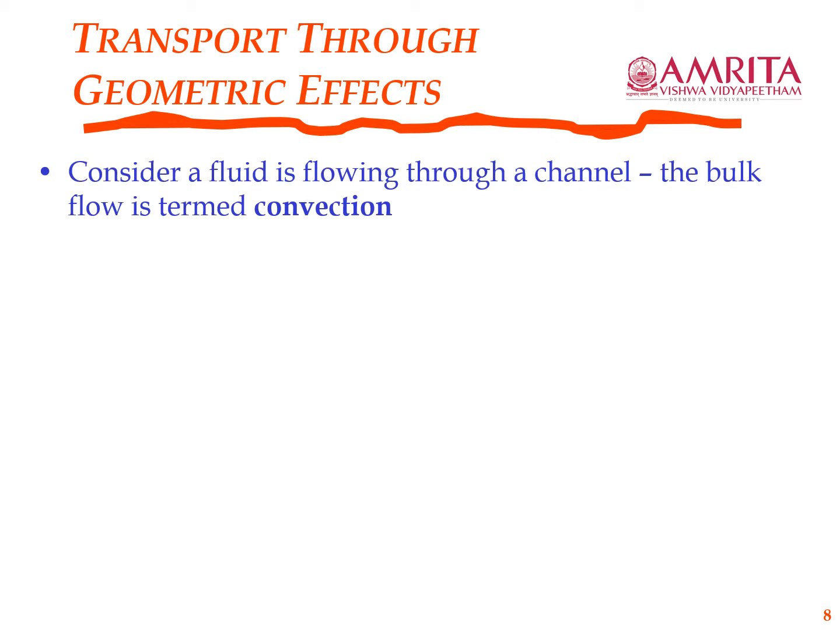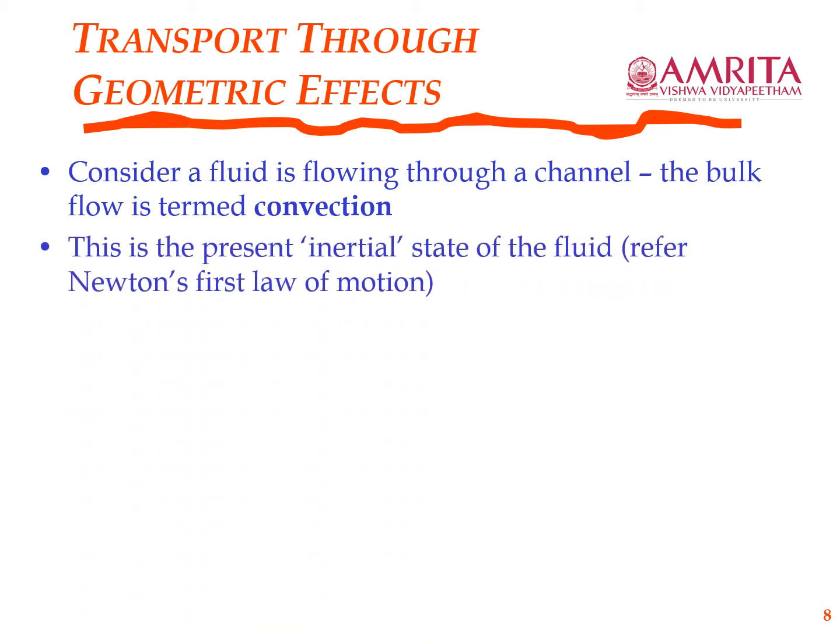Consider a fluid flowing through a channel, and this bulk flow is termed convection, right? This is the present inertial state of the fluid. You look at Newton's first law of motion. Unless some external force is applied, this state of uniform motion will continue to be the inertial state. Now, let us first define the convective fluxes.